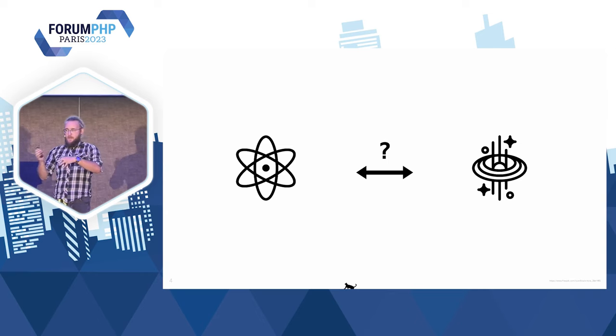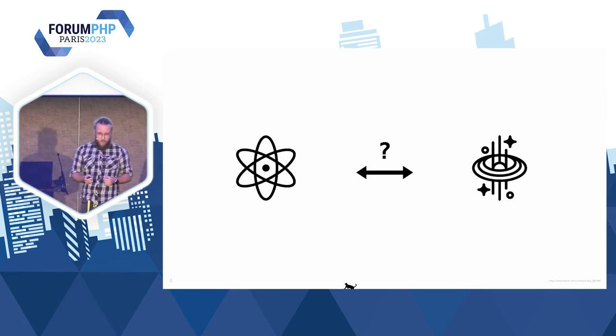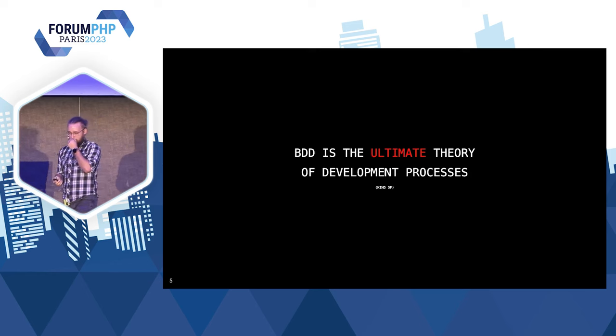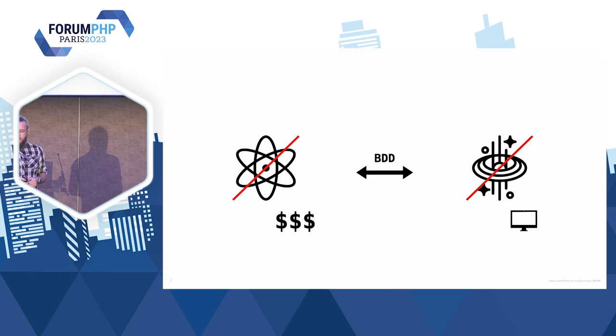And as you can expect, this is really important, maybe not in our day-to-day life, but at the end, for our scientific development as a civilization, it is quite important to find something like this. This question mark should be called something like the ultimate theory, final theory, or theory of everything. And behavior-driven development is, on some level of abstraction, such a theory of everything for development processes.